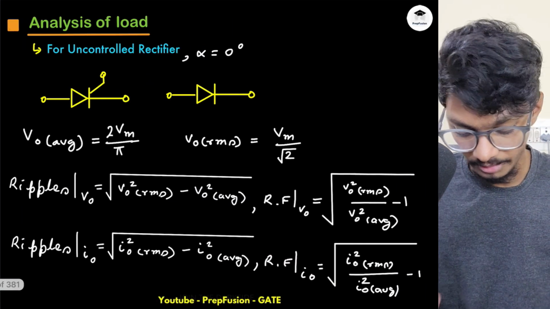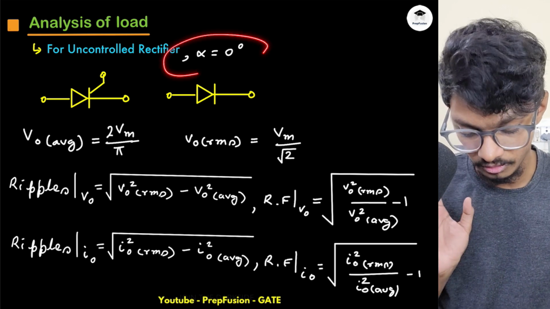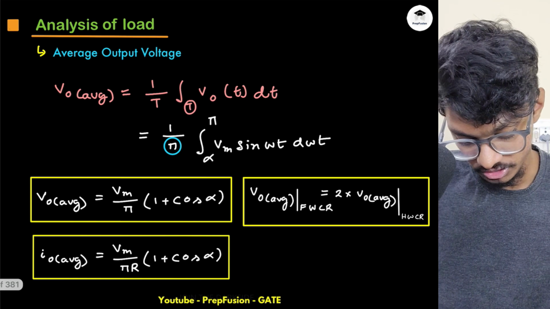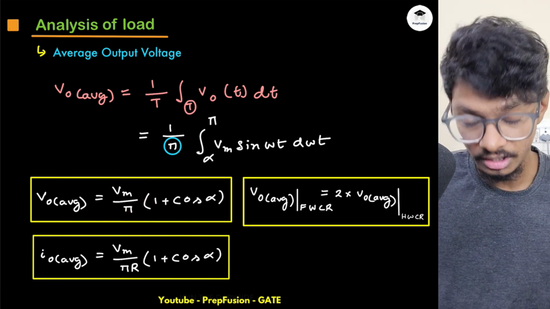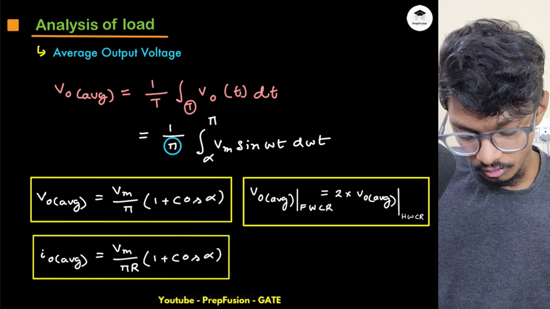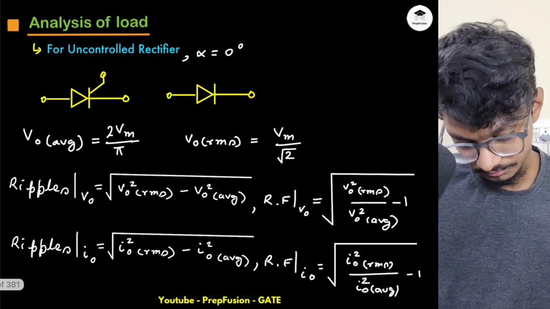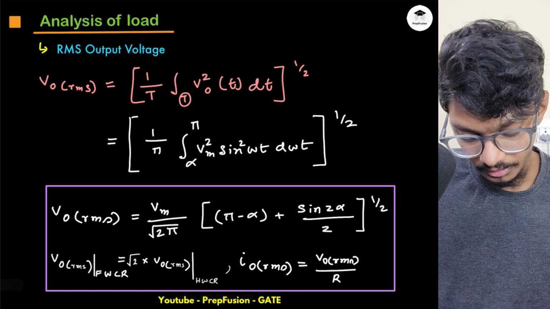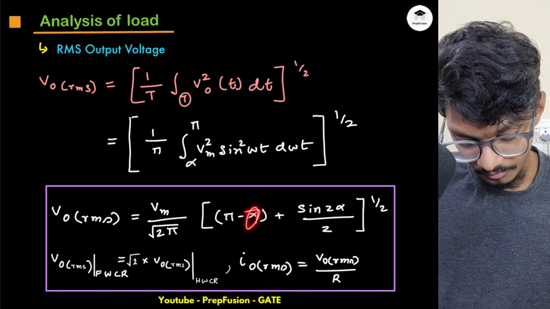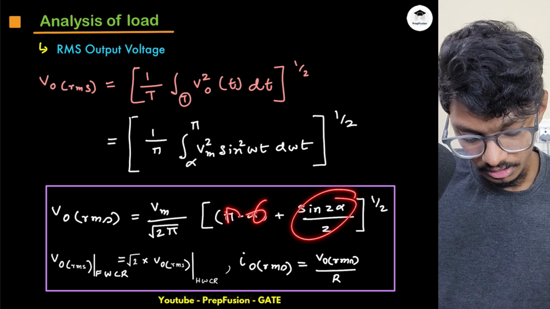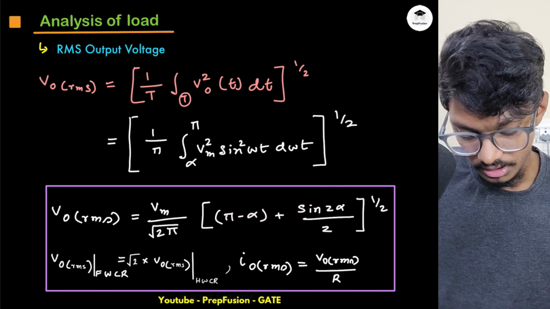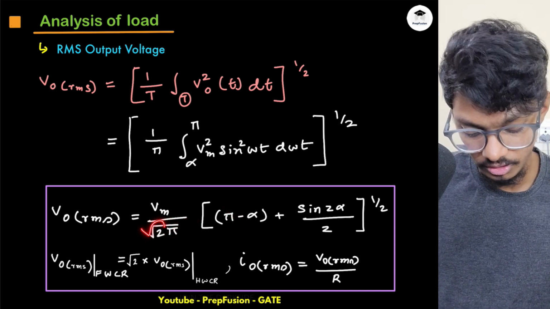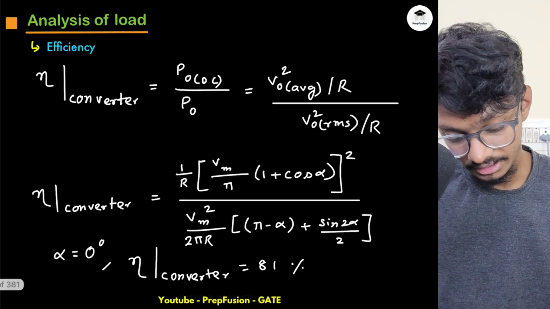So I'm comparing between the controlled and uncontrolled. For alpha equals 0, the average output voltage will become 2 Vm upon pi. So you put alpha equals 0 here, this will become the uncontrolled one: 1 plus 1, 2 into Vm by pi. And what will be my VORMS? VORMS will be Vm upon root 2 times root of one by pi times the integral from alpha. If I put alpha equal to 0, this will be pi, this will be 1 by 2, and this will be under root 2 into pi. So under root pi and under root pi will get cancelled, and this will be Vm by under root 2, and that is also true.